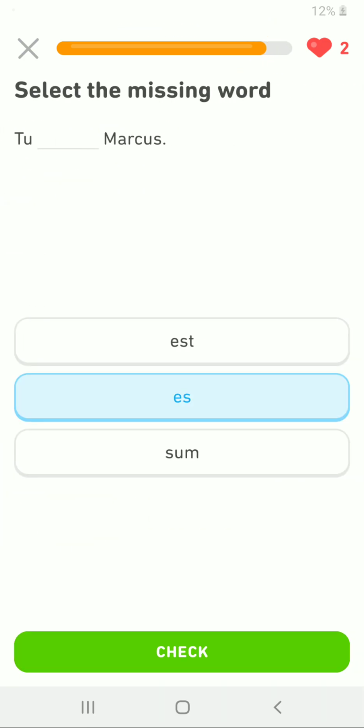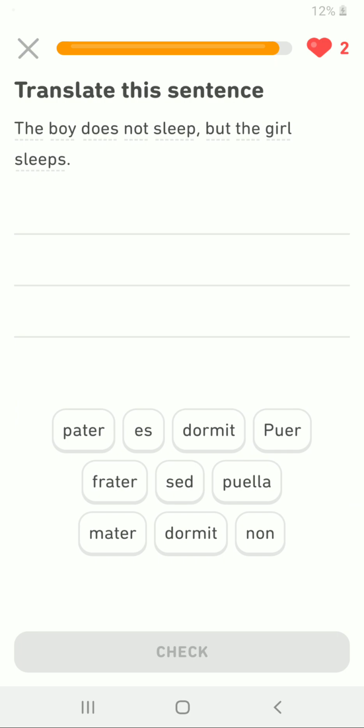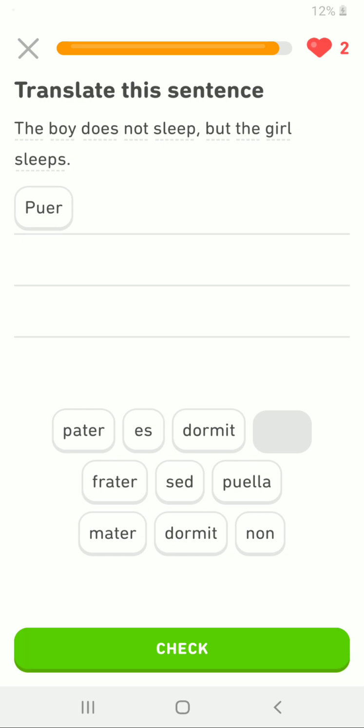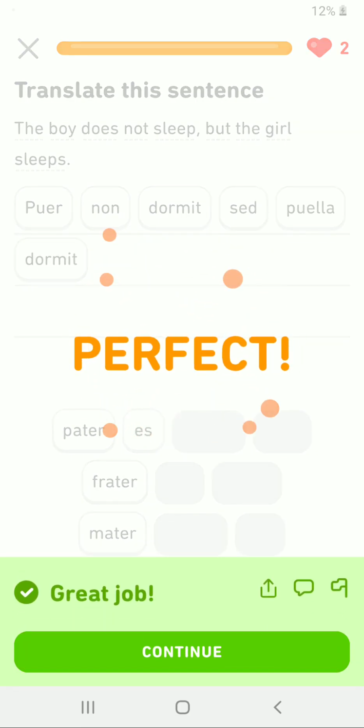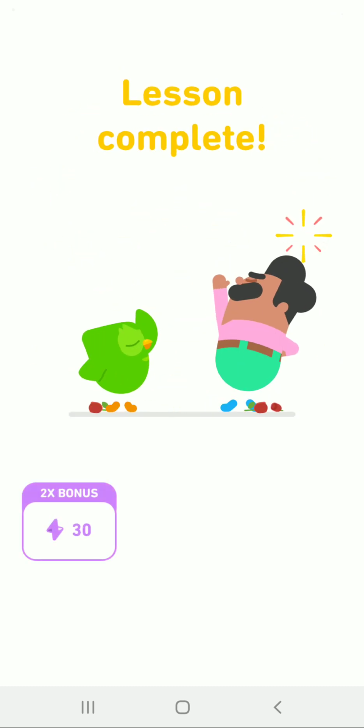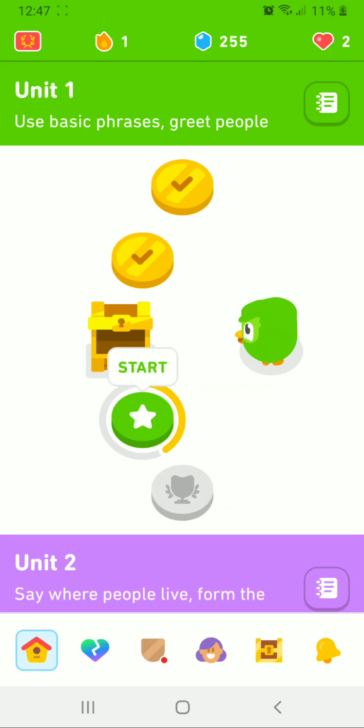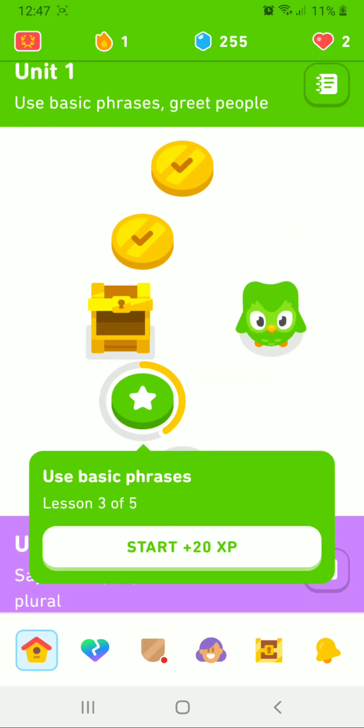Tu es Marcus. Yeah. And the boy does not sleep. The boy, so puer. We don't have the article here, it seems. Puer non dormit, sed puella dormit. Okay. Very easy. That was the second part. We have now completed the second part as well. Okay, so we are now back here.